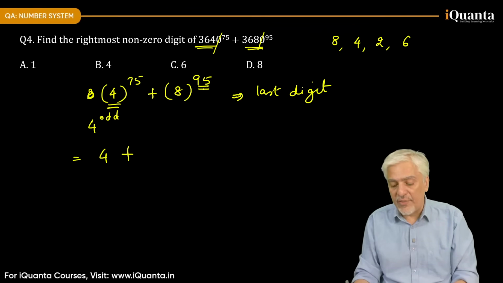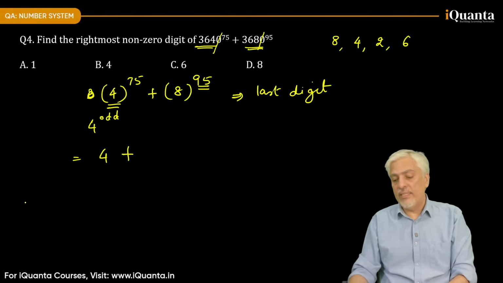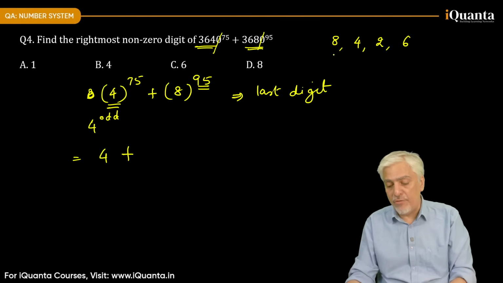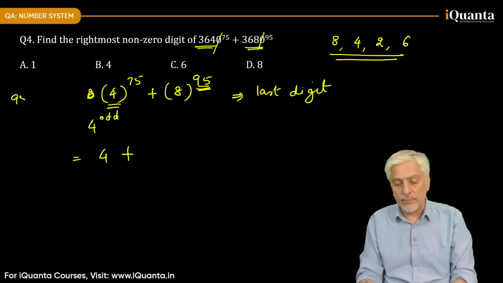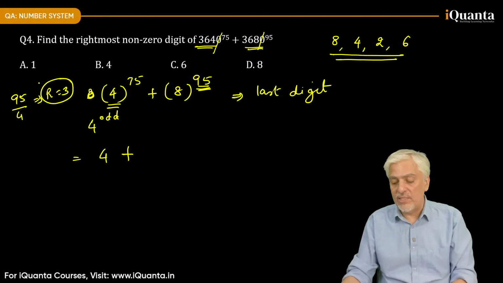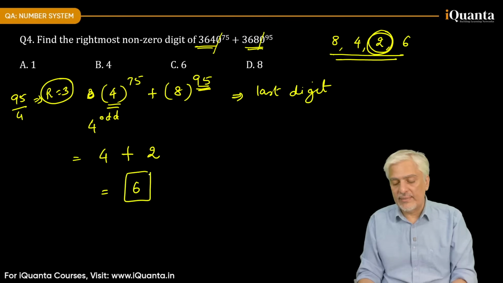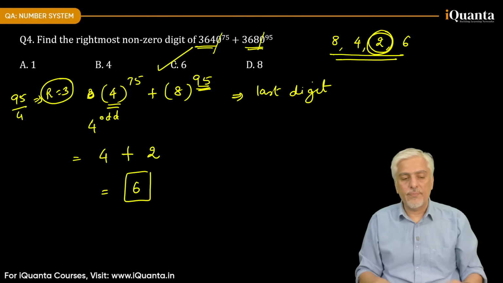Now 95 divided by 4. What is the remainder? Why 4? Because this is a pattern of 4. 95 divided by 4, remainder is 3. That means this will be the answer. So the answer is 6, which is the third option.